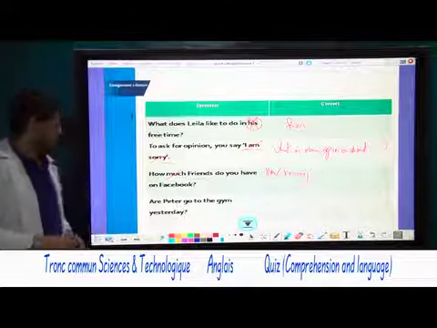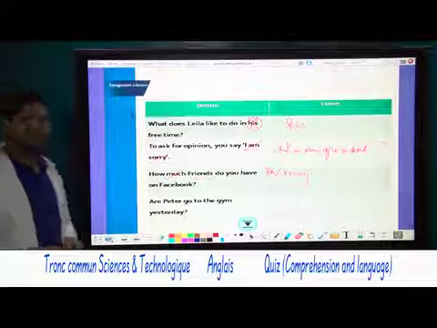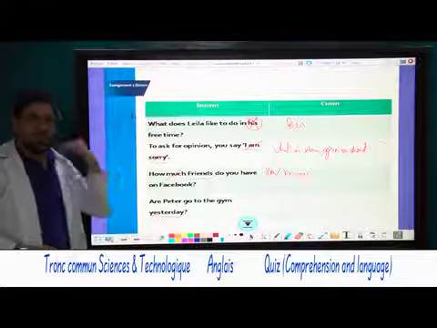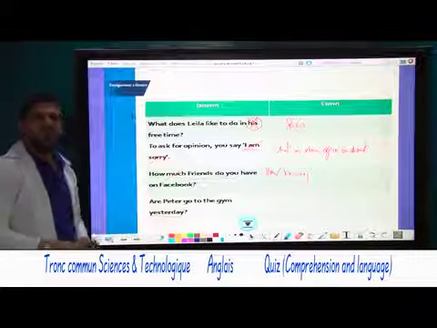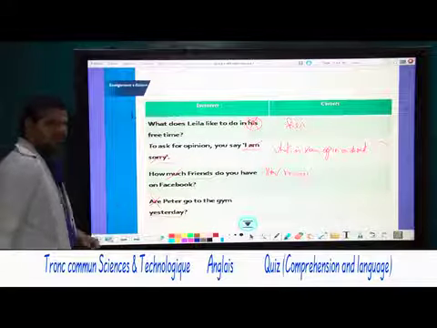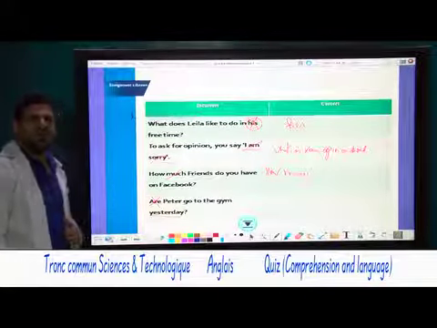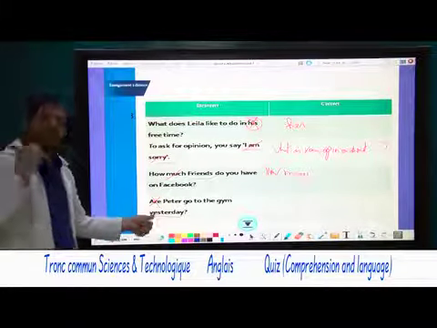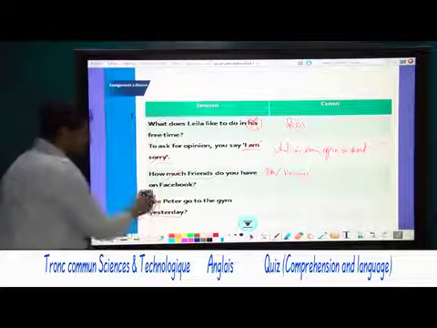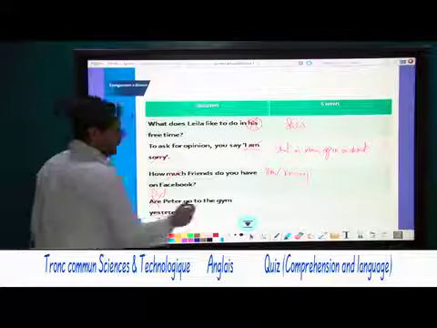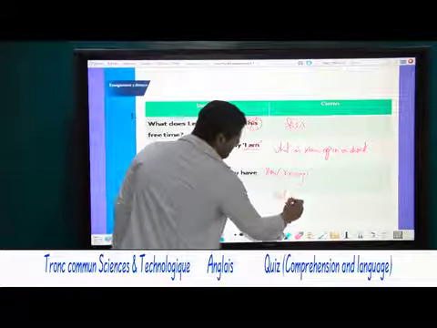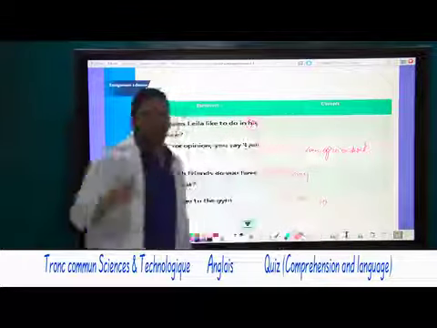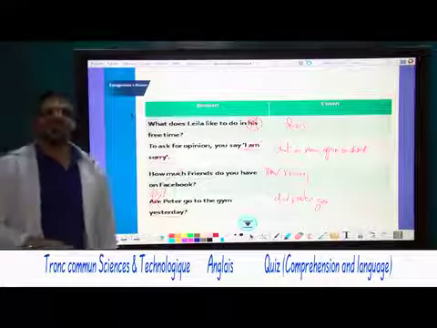Last sentence. Are Peter go to the gym yesterday? Yesterday. It's the past. And it's a question. What's the auxiliary we use? We had it in the previous exercise. Do, does? No. Does is simple present, but yesterday it is, yes, did. So we say, did Peter go to the gym yesterday? Did Peter go to the gym yesterday?